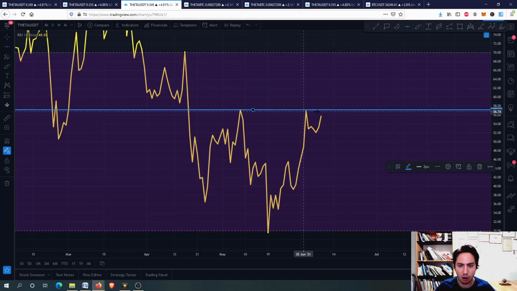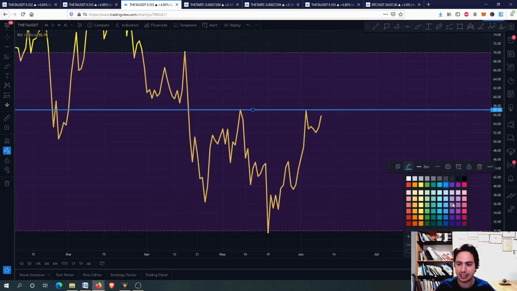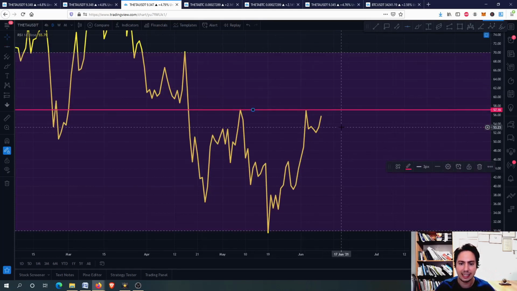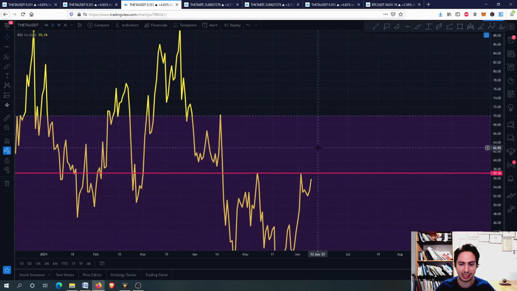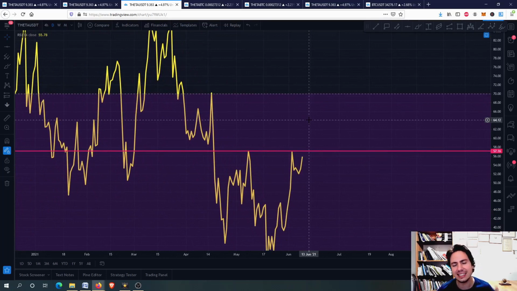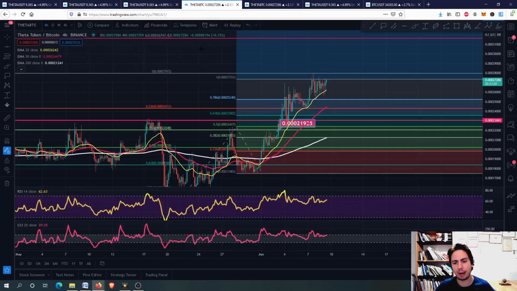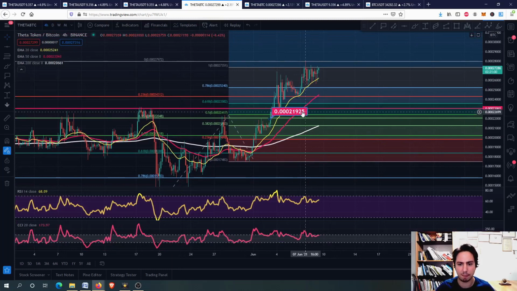You can see how important this line is right here, guys, because if we break it, this would mean that we are going all the way upwards, and that's what we want for Theta. Is Theta preparing for an impulsive wave? Will we have an impulsive wave?